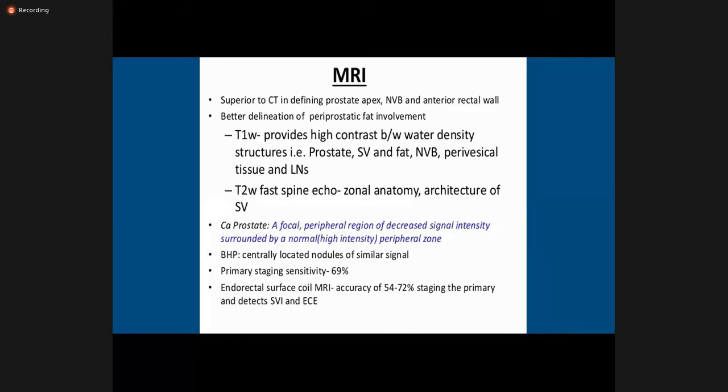MRI is superior to the CT. It will provide more contrast between water density structures like prostate, seminal vesicles, fat, perivesical tissues. In CA prostate, you will see a focal peripheral region of decreased signal intensity surrounded by a normal peripheral zone.